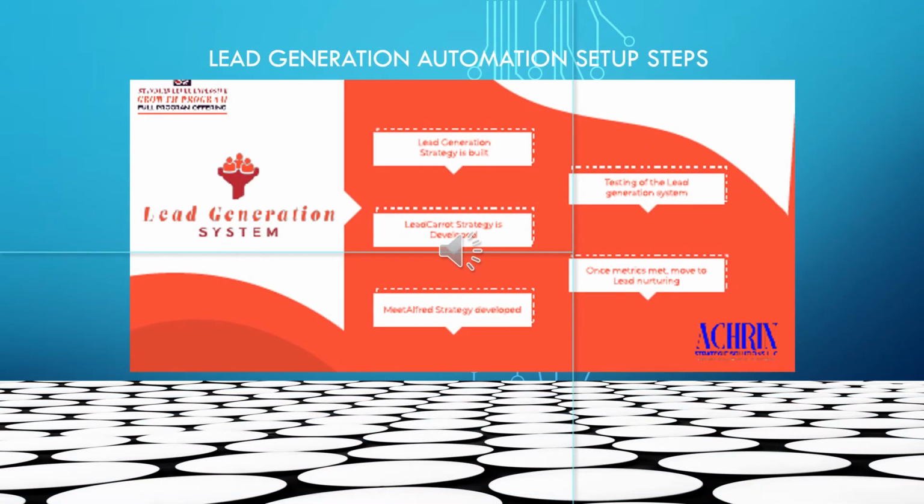Lead generation automation setup steps. The first area of opportunity is the lead generation strategies built. From there, lead carrot strategy is then developed, and then the Meet Alfred strategy is developed. After that point, we then test the lead generation system for a period of approximately 7 days, and then once the metrics prove true, we then close that out and move on to lead nurturing.